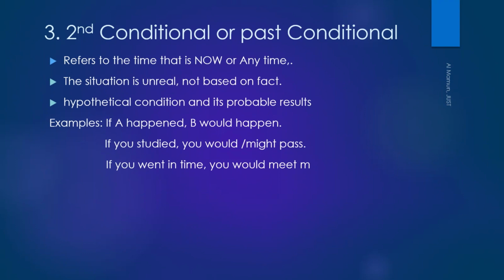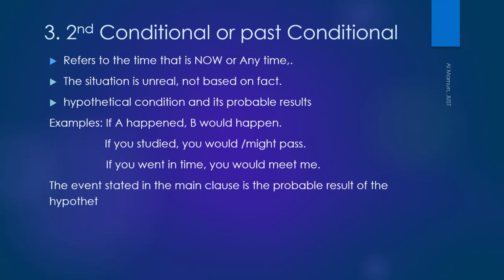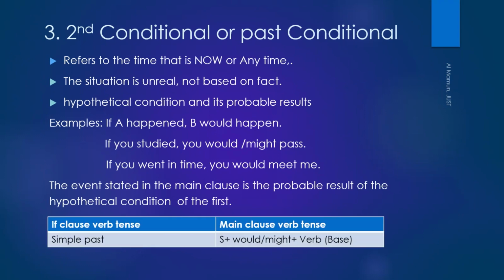If you went in time, you would meet me. So it says that you did not go in time, and that's why you did not meet me. But you would meet me if you were in time. The event stated in the main clause is the probable result of the hypothetical condition of the first. And here the structure is, in the if clause you have simple past tense, and in the main clause you have subject plus would, might plus verb, that is, verb in the base form.